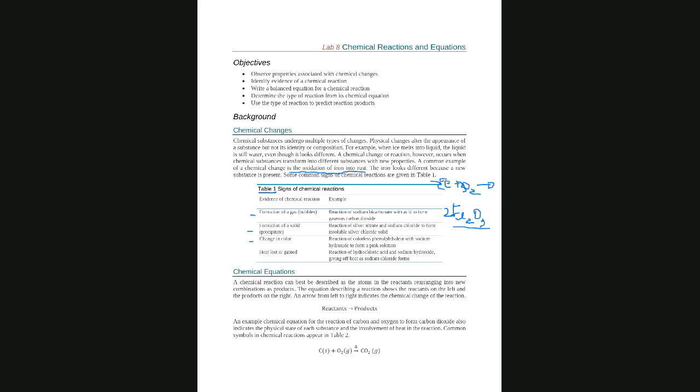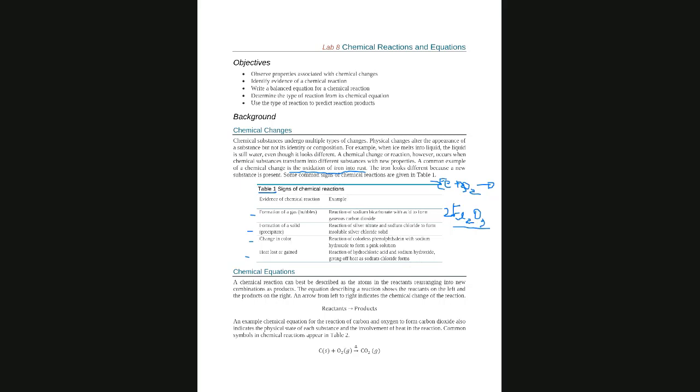Remember that heat lost or gained is a sign of a chemical reaction because it might happen. But we cannot say that all chemical reactions are accompanied by heat loss. No, we cannot say that. It's not always. It's a sign of a chemical reaction. So if you see a question, take it with a little caution: it's not always. It's a sign that can indicate a chemical reaction. So remember that.